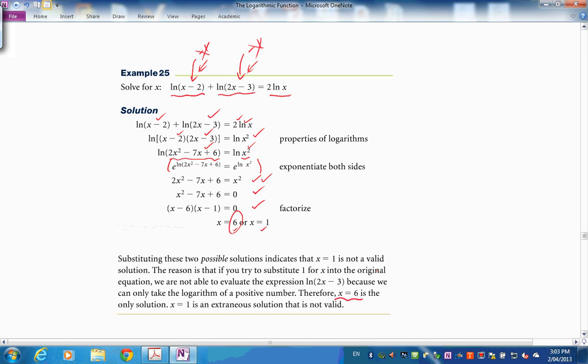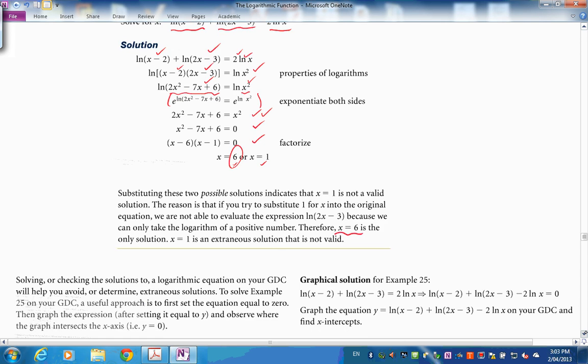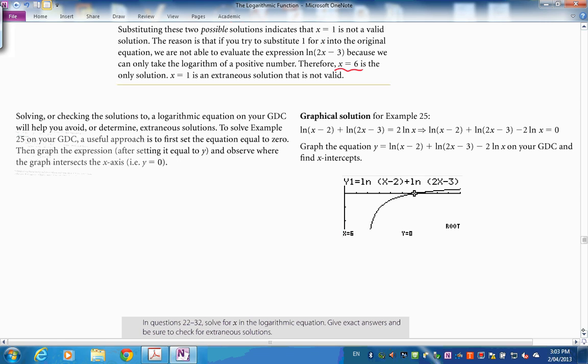Alright, so don't forget, in these bigger log equations, where you have two log expressions equal to something or equal to another log, check your solutions at the end for whether they're valid solutions. Okay, and you can do that with a graph here. So here you could have actually drawn the graph.